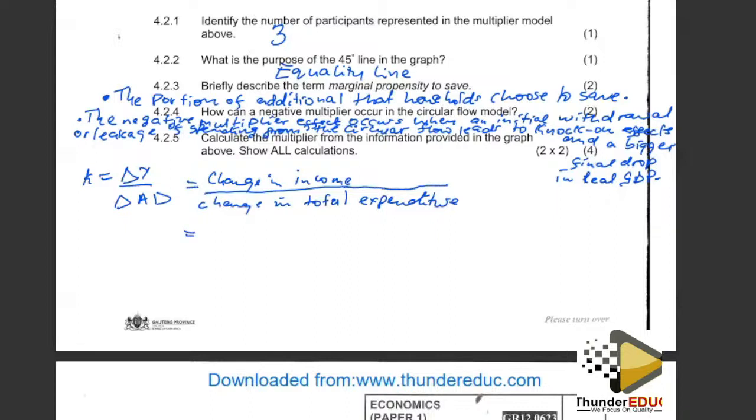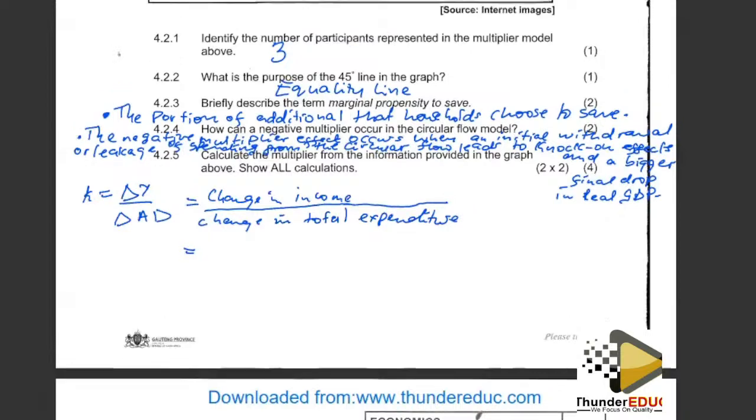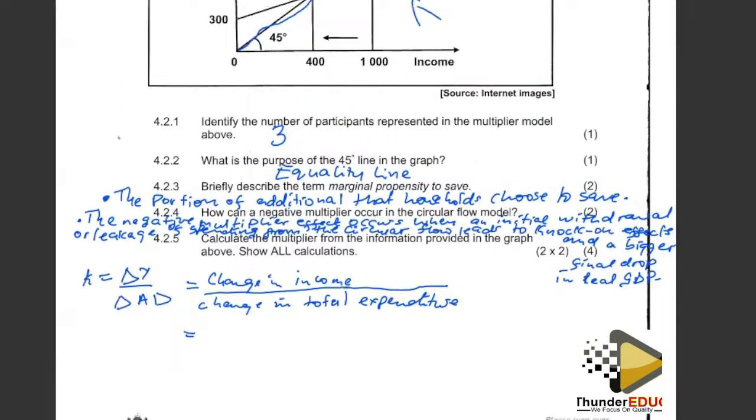Okay, right. So now let's check from the graph the changes that we have, especially when it comes to income. Here we have 400 and also 1,000. It means that the change is from 400 to 1,000. And on the side of expenditure, our change is from 300 to 600. So we are going to check the difference between the first income and the second income, and also the difference between the first expenditure and the second expenditure.